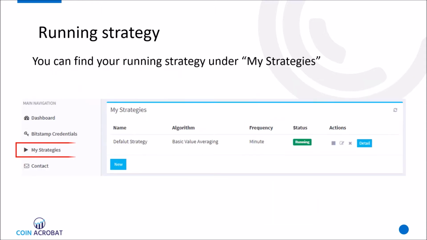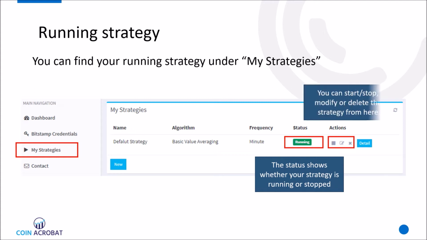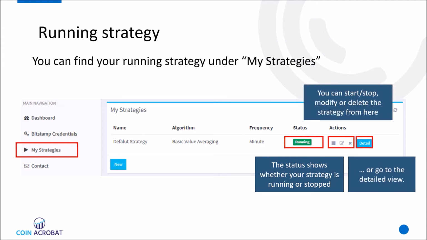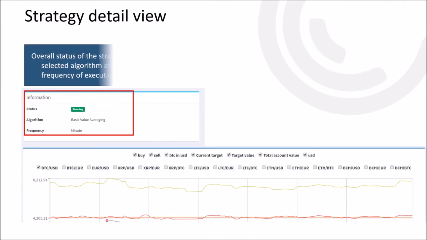Once your strategy is running, you can check its status in the My Strategies section. In the view, you can check the overall status of your running strategies. You can start, stop, or delete them, and you can also drill down to a detailed report of the strategy performance. The strategy report starts with overall information about the status, selected algorithm and execution frequency.